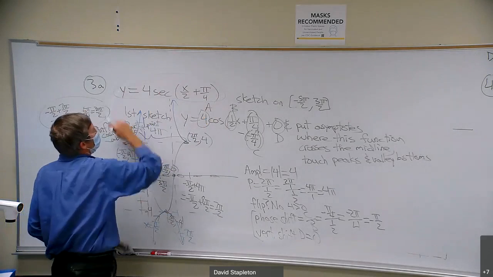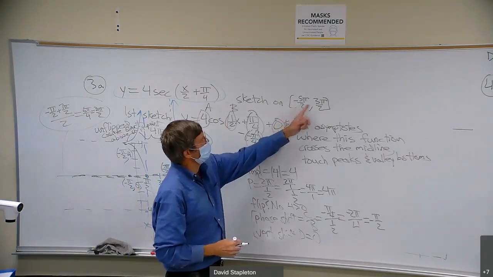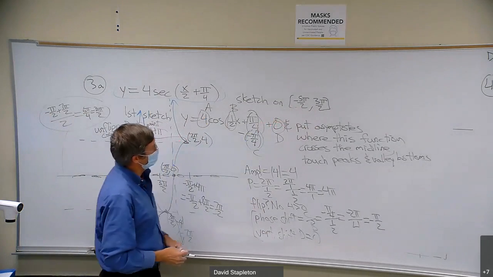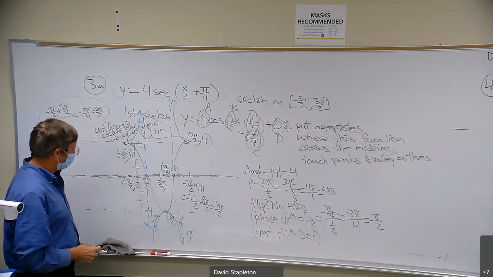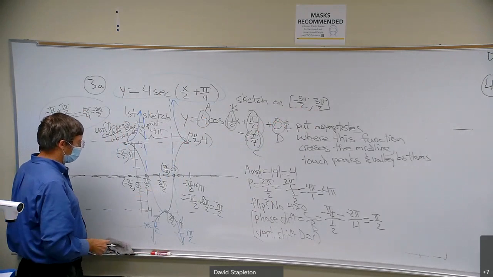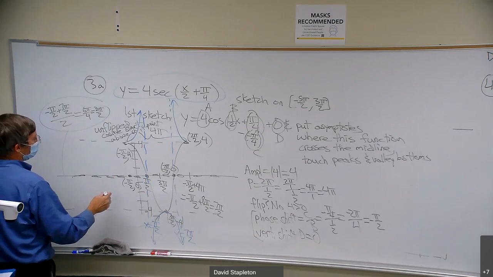Y equals 4 secant of x over 2 plus pi over 4. But I said sketch it on minus 5 pi over 2 to 3 pi over 2. You can bet again that I made this a whole number of periods. Let's find out what it is. Here's 3 pi over 2. Apparently I didn't need the rest of this. But I can still use this to keep sketching because I know it's periodic. The cosine is going to keep going.